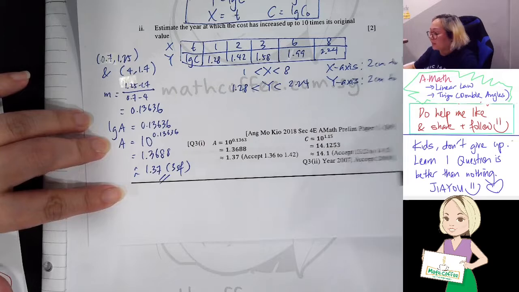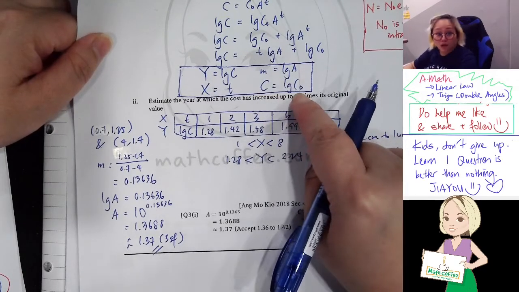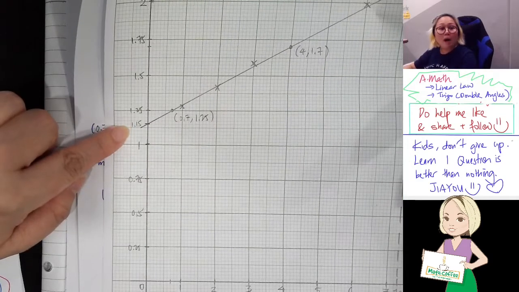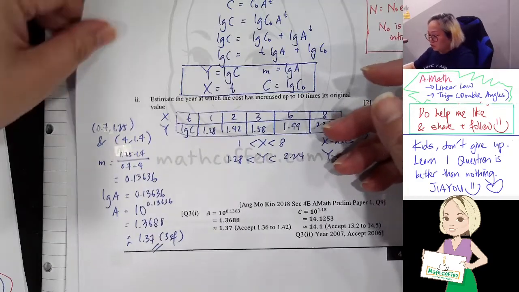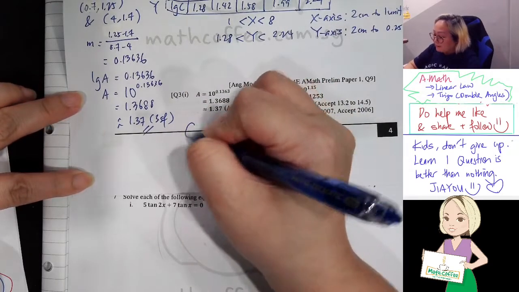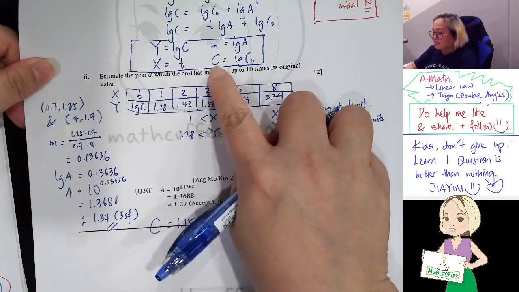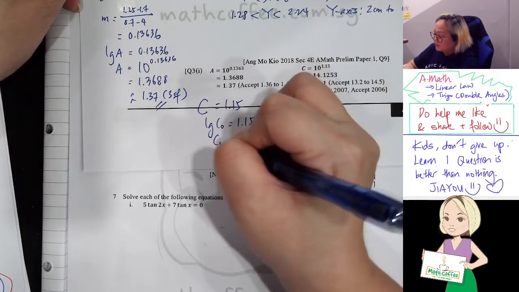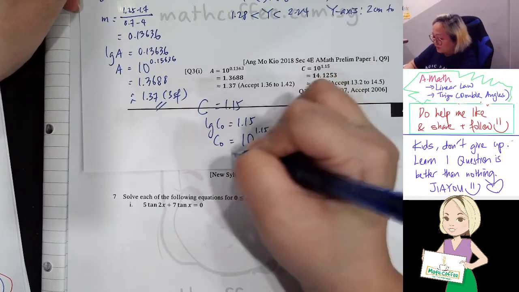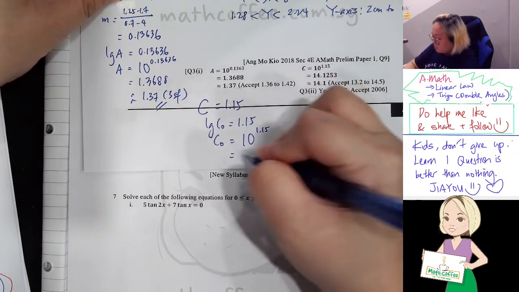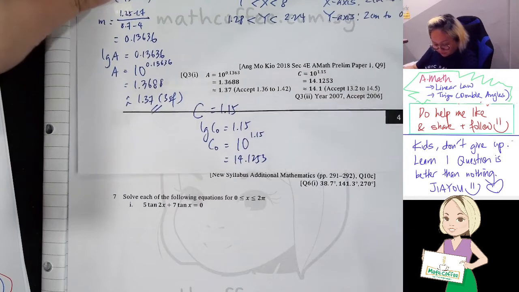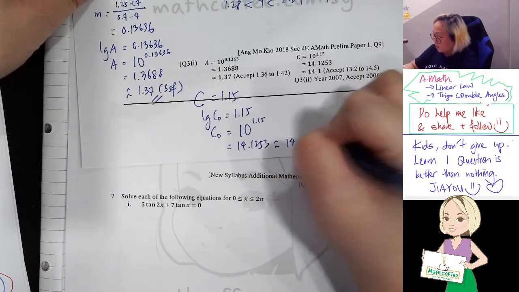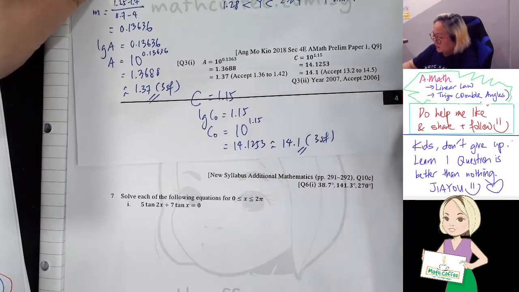Next, my big C is log C naught. Remember, just now when I plotted the graph, my big C is 1.15. So you will write here, my big C is 1.15 and my big C is log C naught. So log C naught is equal to 1.15. C naught is equal to 10 to the power of 1.15. And that will give you 14.1253. So I'm going to round it off. It will become 14.1, 3SF. Done.